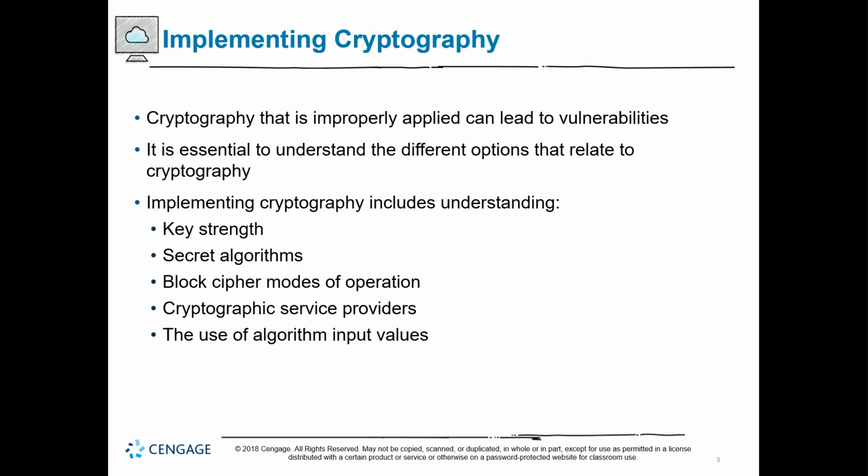It is essential to understand the different options that are related to the different cryptography systems. If we're dealing with a VPN, are we looking at phase 1 or phase 2 of the VPN? Are we understanding the handshake process? Are we understanding the algorithms that are used in that process? Do we understand the key strength, the secret algorithm use? Are we using different types of ciphers? Are we using a block cipher? Are we using other forms, a stream cipher? Are we understanding the operations of the different ciphers?